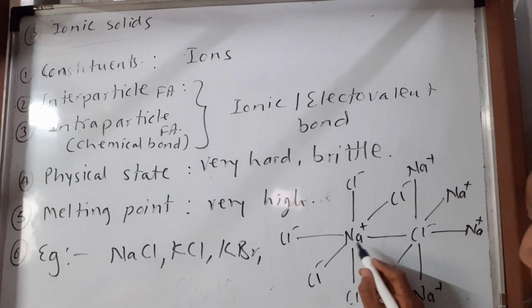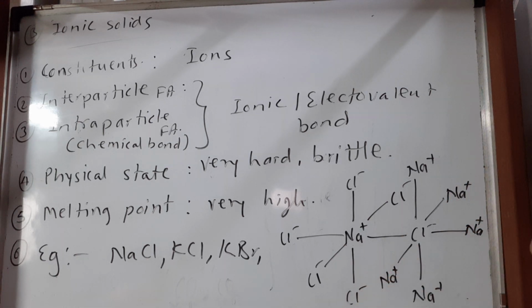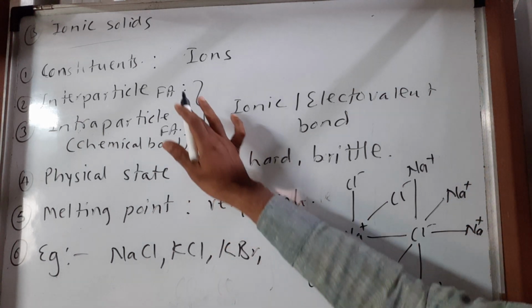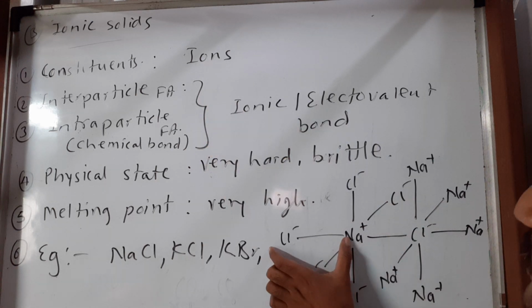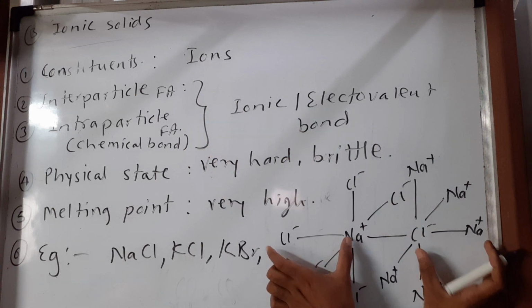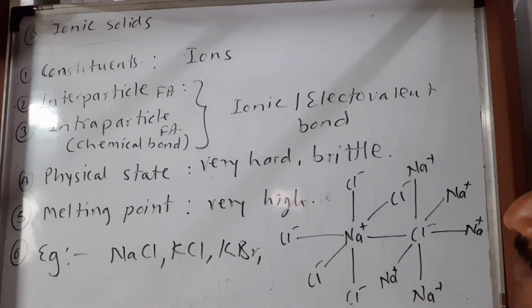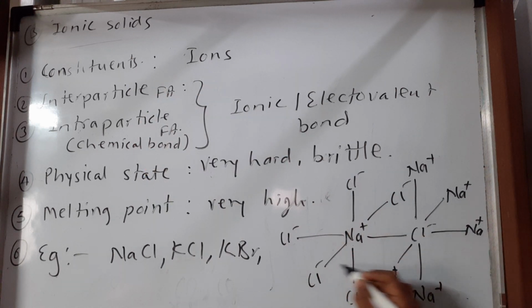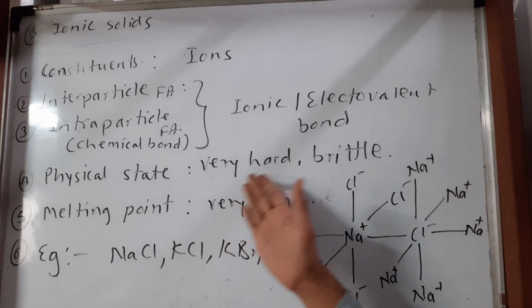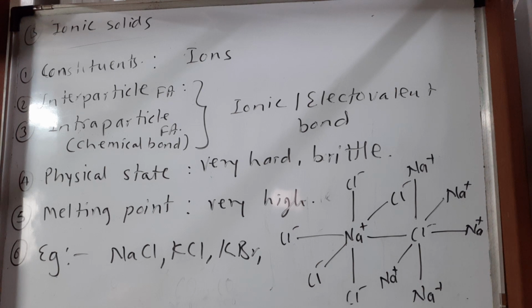In between Na plus and Cl minus there is an ionic bond, and there is no existence of a separate NaCl molecule, we can't say this is NaCl, another NaCl. No, hope that you understood. There are no interparticle forces of attraction. All forces of attraction are the ionic or electrovalent bond. Okay, next one, the things are written, easy one it is.